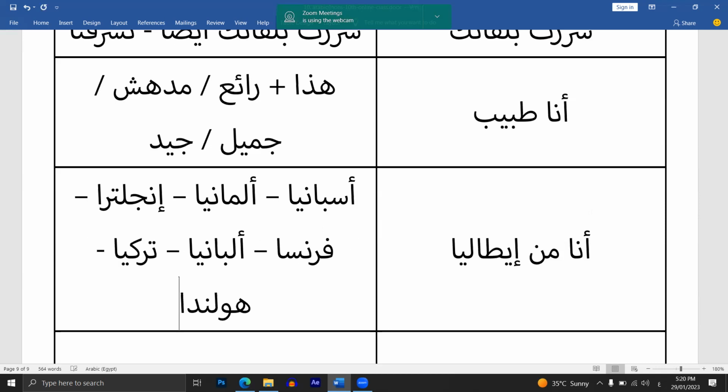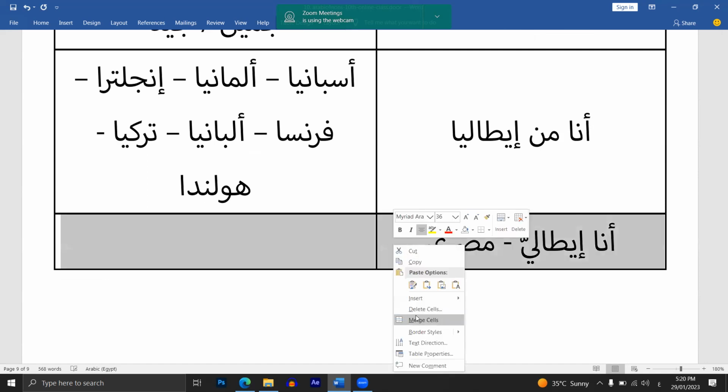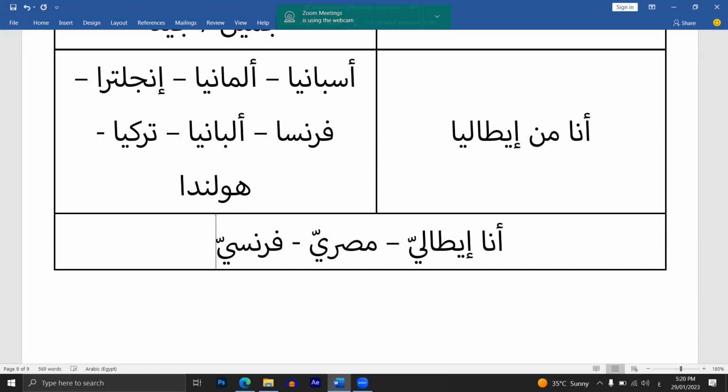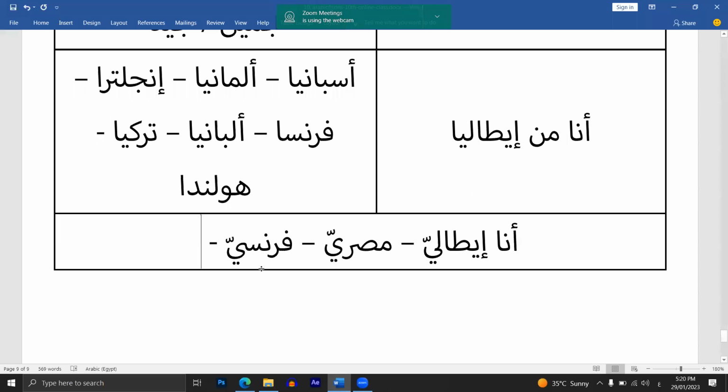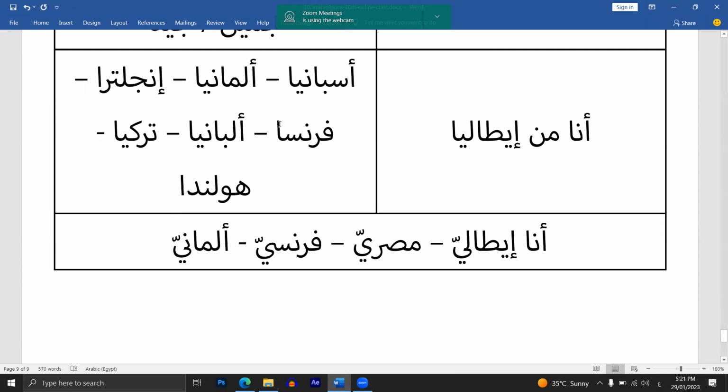Holanda, like this. You can also express أنا من إيطاليا or أنا إيطالي. إيطالي. This one is complicated. أنا مصري. Egyptian. فرنسي, French. What else? ألماني. So here you see this suffix يا, ألمانيا, Espania, Albania, Turkey, Holanda.